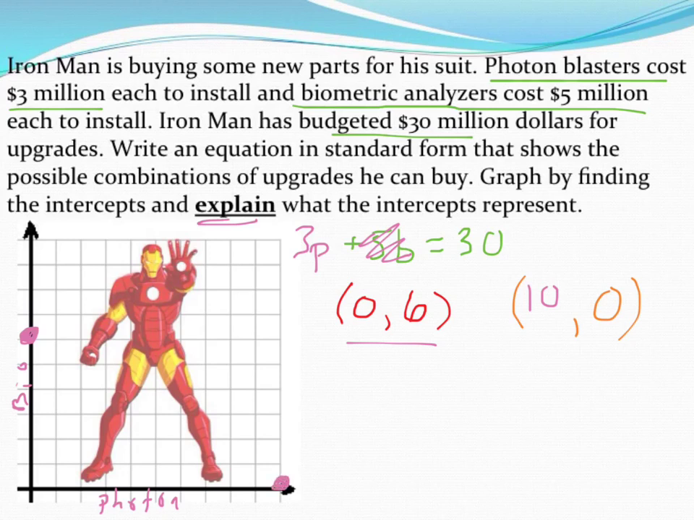And then if I connect those 2 points, that line represents all the different combinations of things I could buy along the way. So my intercepts, as you can see from the graph, hopefully, represent the extremes. If I were to buy all photon blasters, I could buy 10 of them, but I wouldn't have any left over for biometrics. Or I could choose to buy the other extreme. I could buy 6 of those biometric analyzers, but nothing left over. The line then represents my different combinations of values in between.